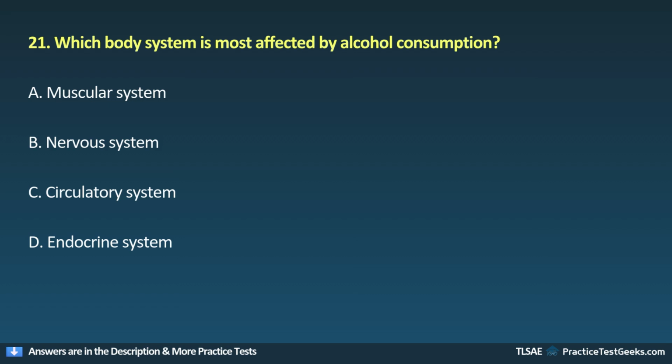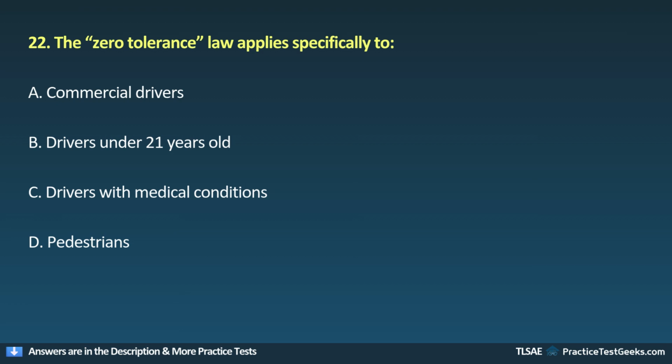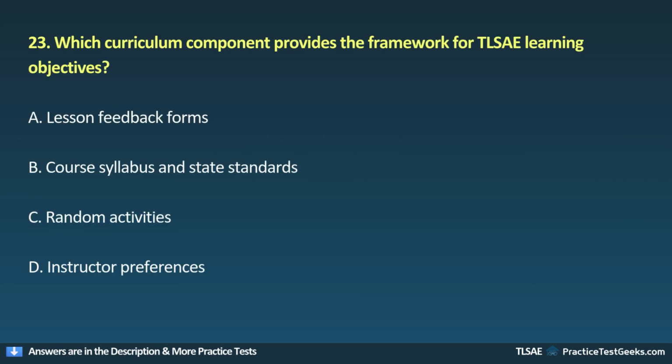Endocrine system. 22. The zero tolerance law applies specifically to A. Commercial drivers. B. Drivers under 21 years old. C. Drivers with medical conditions. Pedestrians. 23. Which curriculum component provides the framework for TLSAE learning objectives?